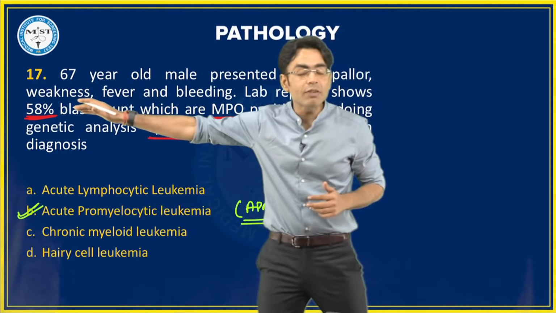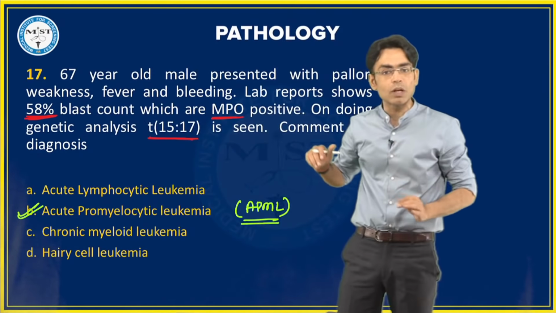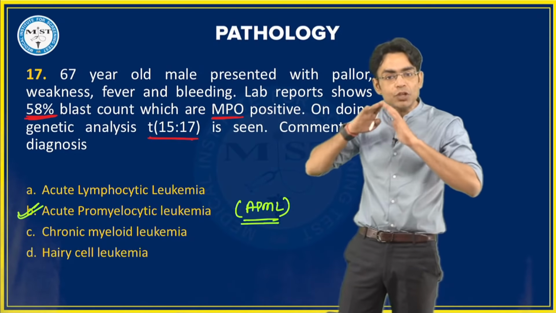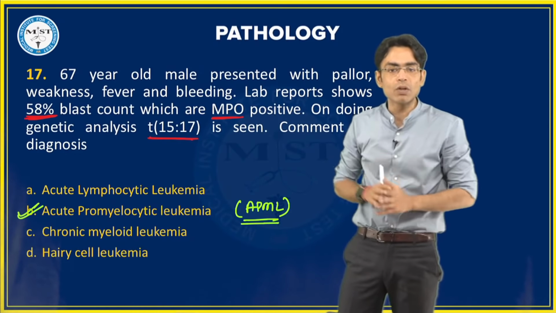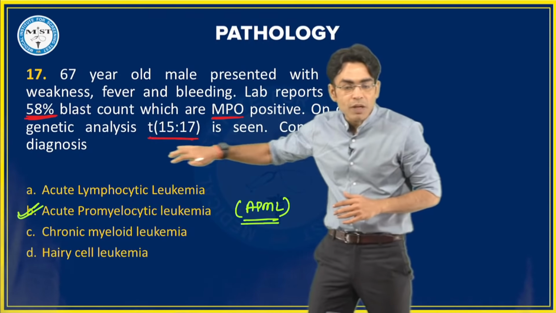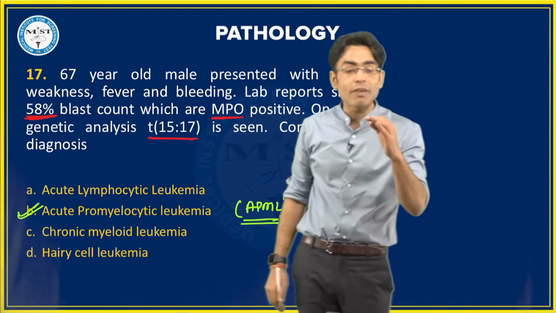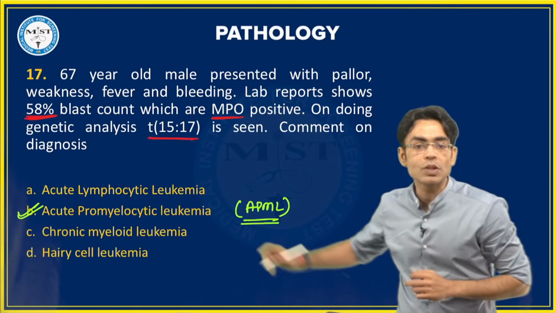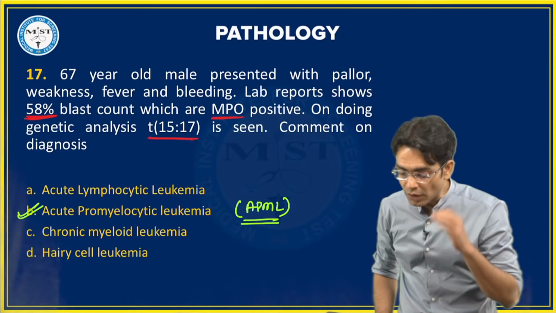So when you see the 58% blast, beta, this will be acute. Then you are seeing MPO positive, so this will be myeloid. So it is for sure that this is acute myeloid leukemia. But with the help of this particular translocation, you can also find out which type of AML this is: AML M3, which is called acute promyelocytic leukemia.